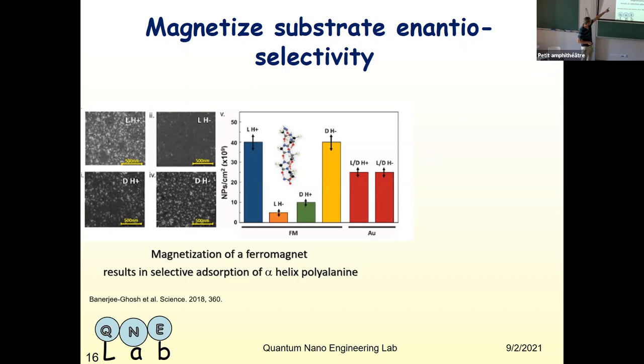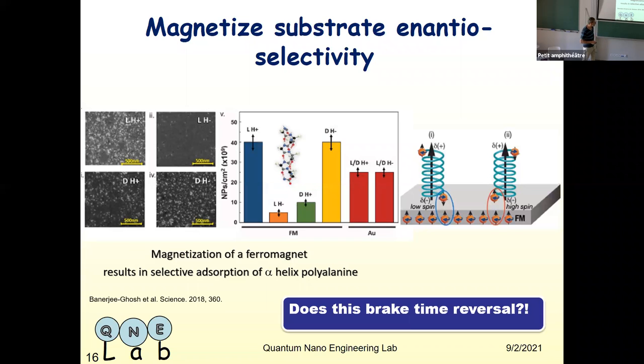What you see here is L. Let's say, look at the top panel. This is L-polyaniline and L-polyaniline, but you magnetize the substrate in different directions. In one case, you have a lot of absorption. This is marked by silicon oxide particles. In the other case, you have very little absorption. So this can enable separation, again, by the triplet effect.